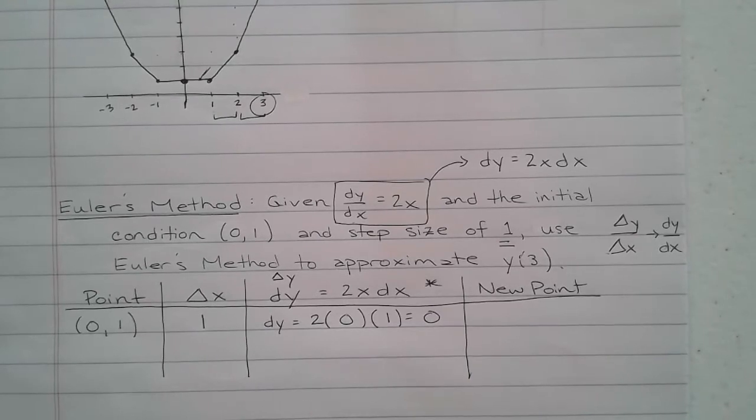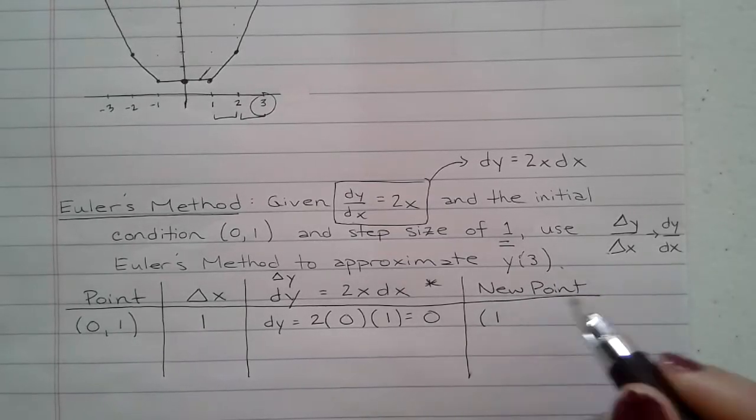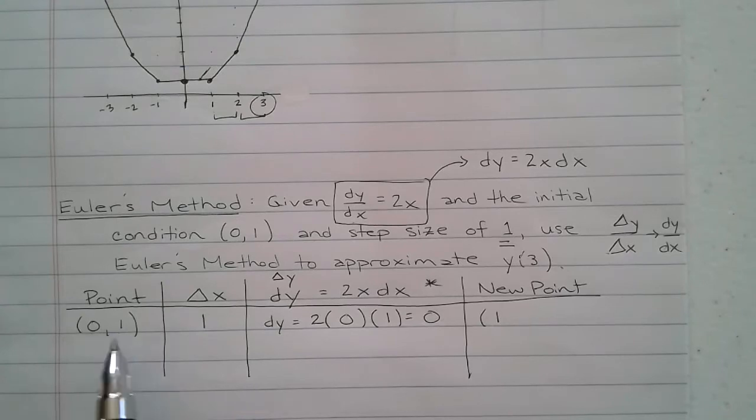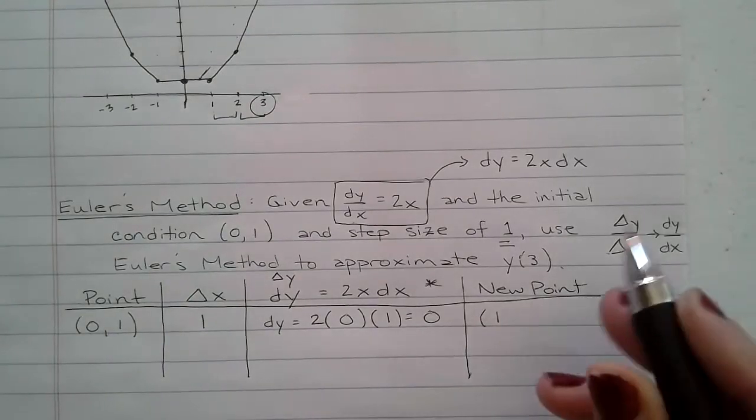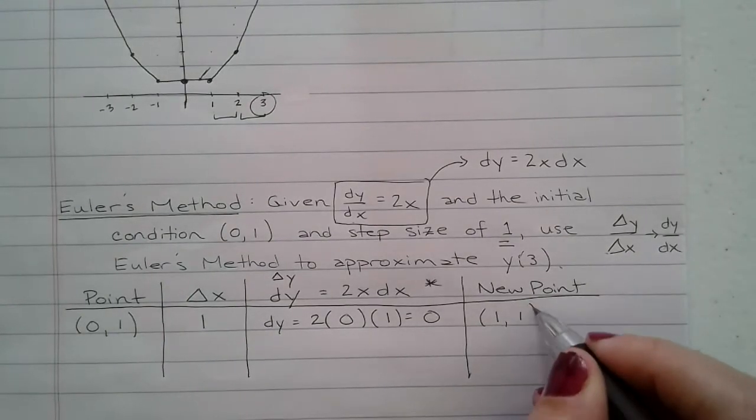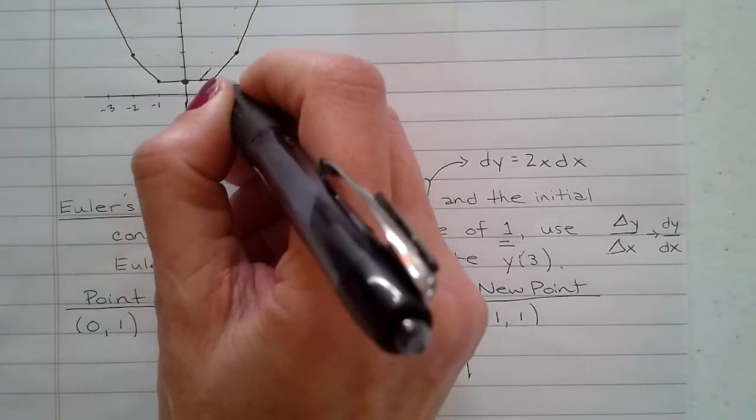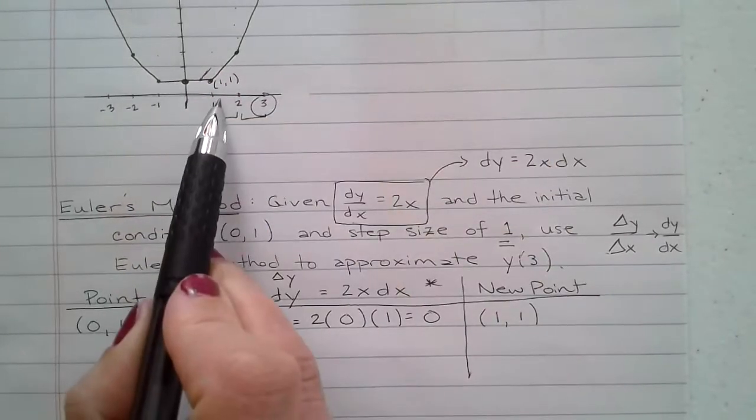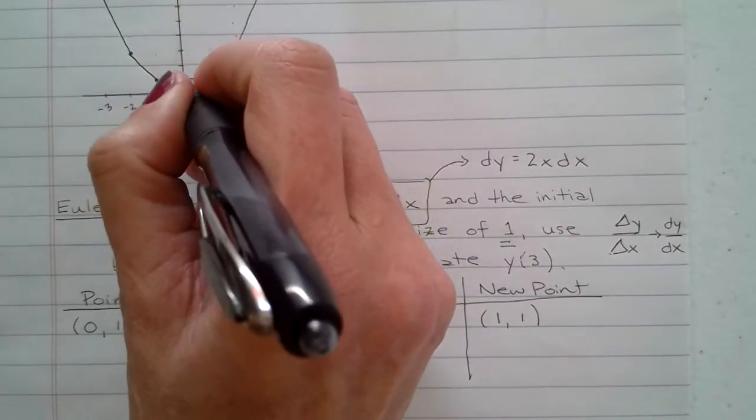And so now we should have a new point. We started at 0, 1, and x changed by 1. So we started at 0, x changed by 1, we're over here at 1. Y, we started at 1, we changed nothing, so we end up at 1. Notice this was the point (1, 1). All right, initial condition (0, 1).